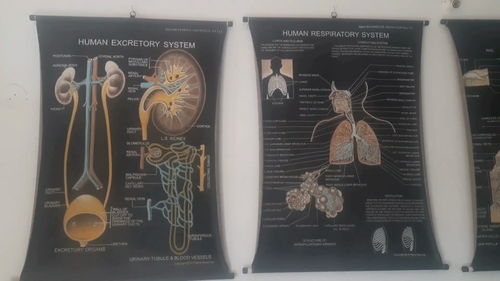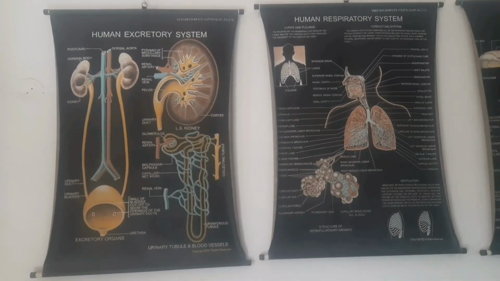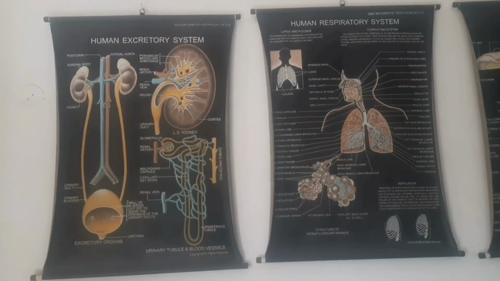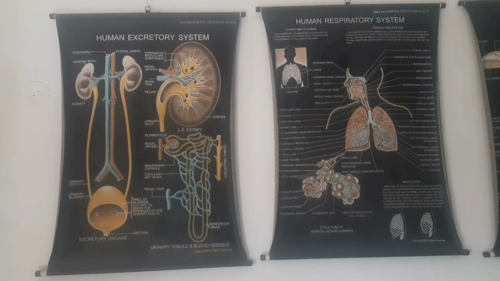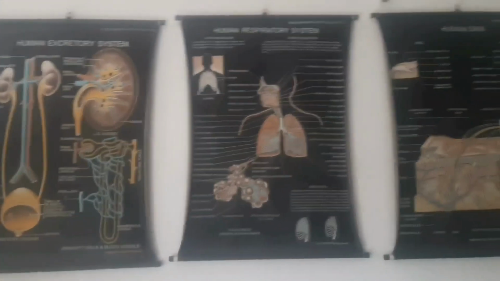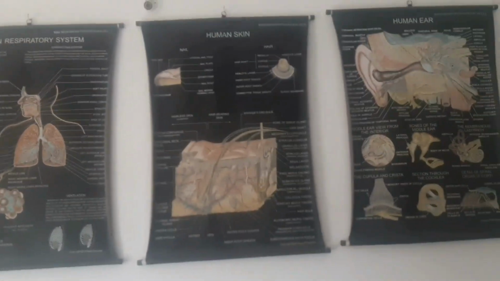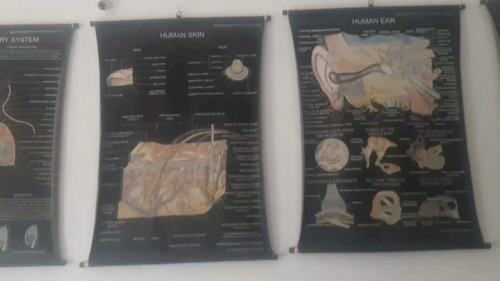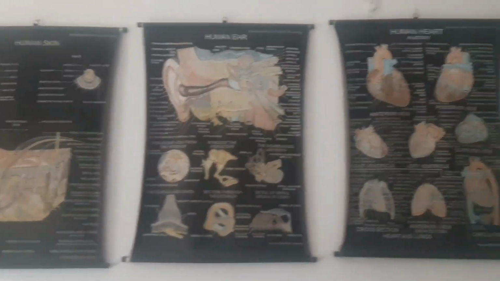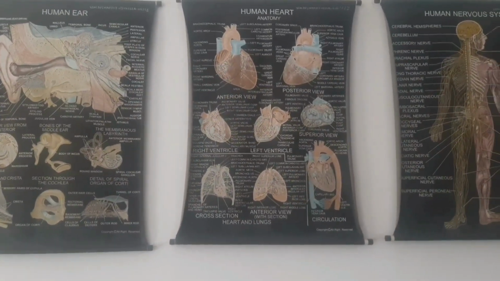Now we will look at the different charts which are placed in your human anatomy laboratory, which show the different systems located inside the body. First one is the human excretory system, that is the urinary system. Next one is the respiratory system. After that, the human skin, which is part of the integumentary system. After that, the human eye, which comes under special sense organs. After that, the human heart, which comes under the cardiovascular system.